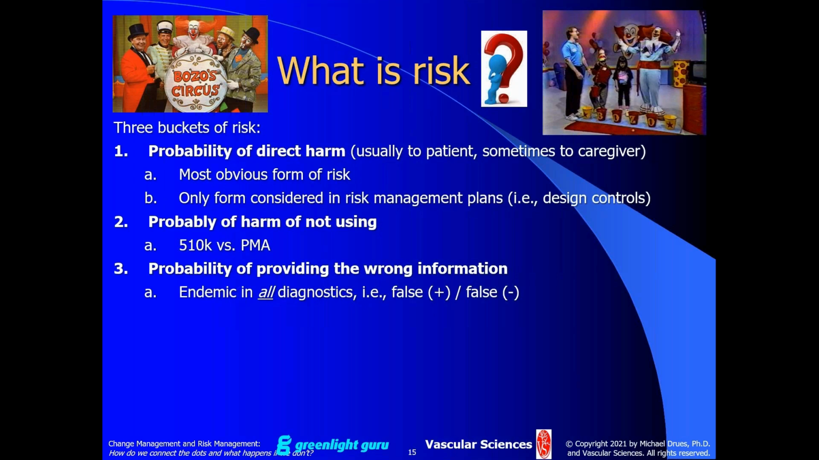So what's the probability if we take an IVD for cancer, for example? What's the probability of telling the patient that they have cancer when in fact they do not? That would be a false positive. Alternatively, what's the probability of telling the patient that they do not have cancer when in fact they do? That would be a false negative, I think, or if I got those backwards, I apologize. But anyway, you get the idea. So those are my 3 buckets: the probability of direct harm, the probability of harm of not using, and the probability of providing the wrong information.